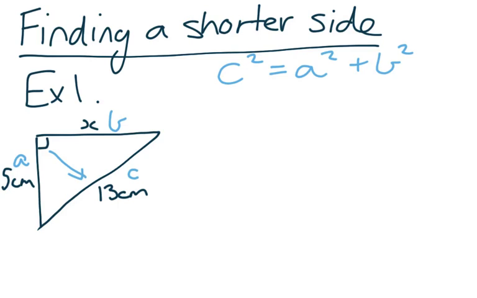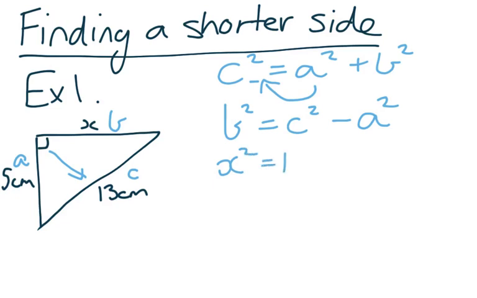If we need to find B, because that's what we're trying to find in this example, we need B squared by itself. So we are going to move the A squared to the other side. It's currently an add, so when we move it, it will be a take. Our formula that we're going to use is B squared equals C squared take A squared. Then we substitute in what we know: X squared is equal to 13 squared take away 5 squared. 13 squared is 169 and 5 squared is 25. So 169 take 25 is 144.